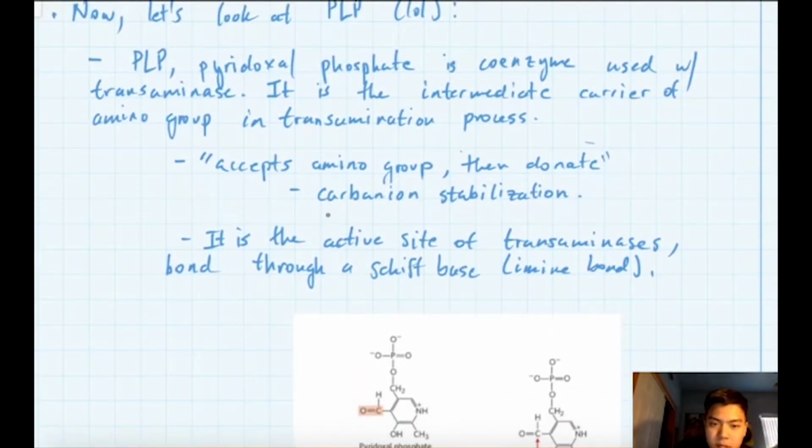And the way it does it is carbanion stabilization. So the intermediate will have a negative carbon charge at one point, but this coenzyme basically stabilizes that a little bit, makes the rate of reaction faster.